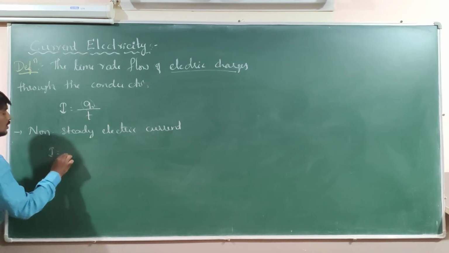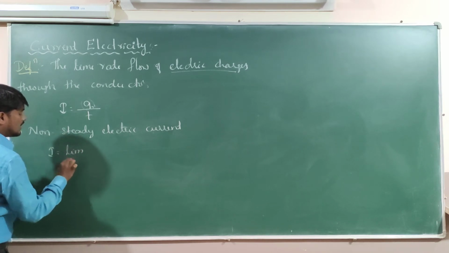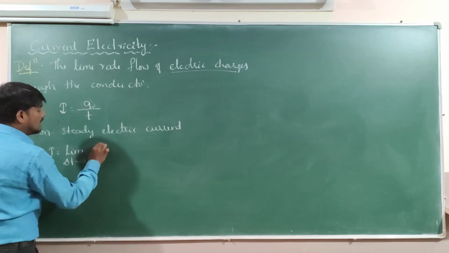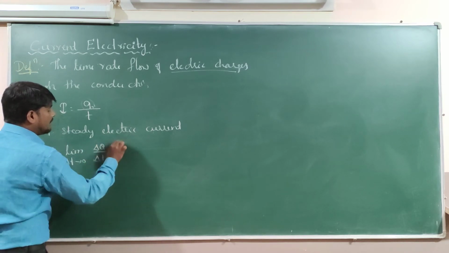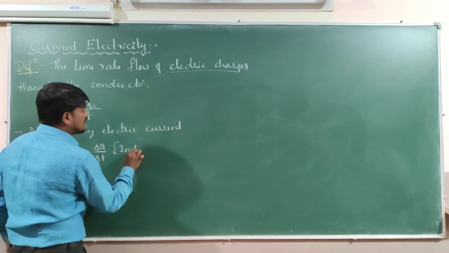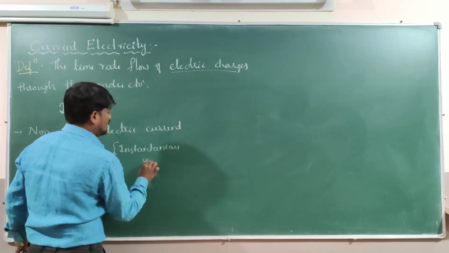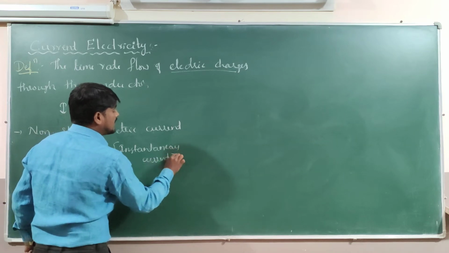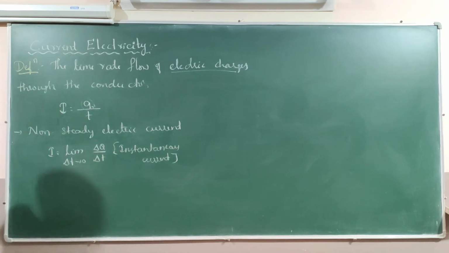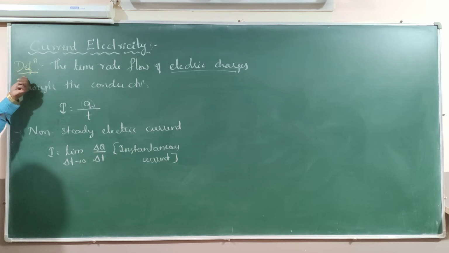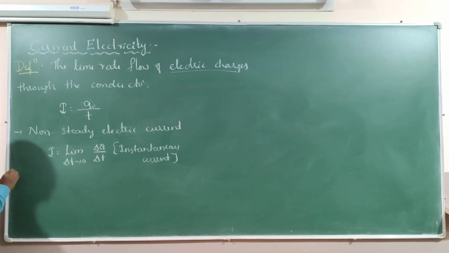That is I is equal to limit delta t tends to 0 of delta q by delta t. This itself is called instantaneous current. This is referred to as what? Instantaneous current. So we already studied the definition, and now we studied the instantaneous current. After this, let's proceed to the next one.